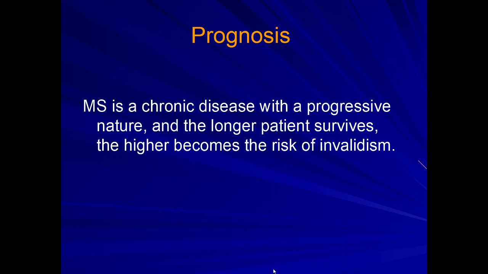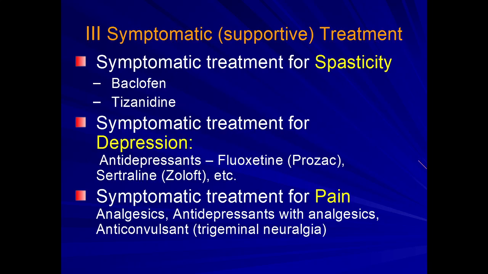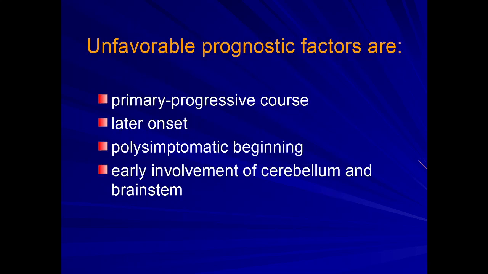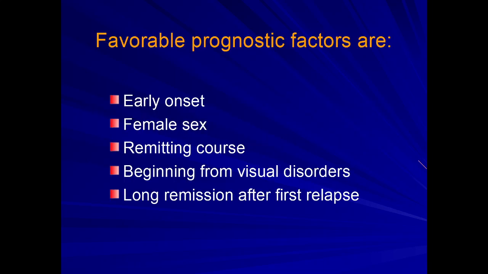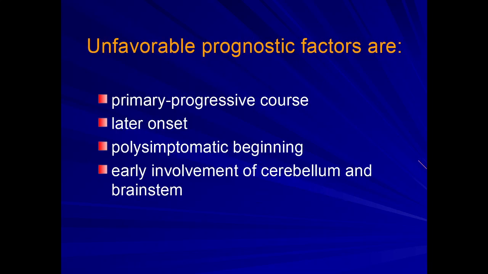Prognosis. Though this disease progresses and there is a risk of disability, prognosis is not that bad in the beginning. Unfavorable prognostic factors are primary progressive course, late onset, polysymptomatic start, early involvement of cerebellum. Favorable prognosis, if disease will slowly develop, early onset, female gender, remitting course beginning from visual disorders and long remission after the first relapse.